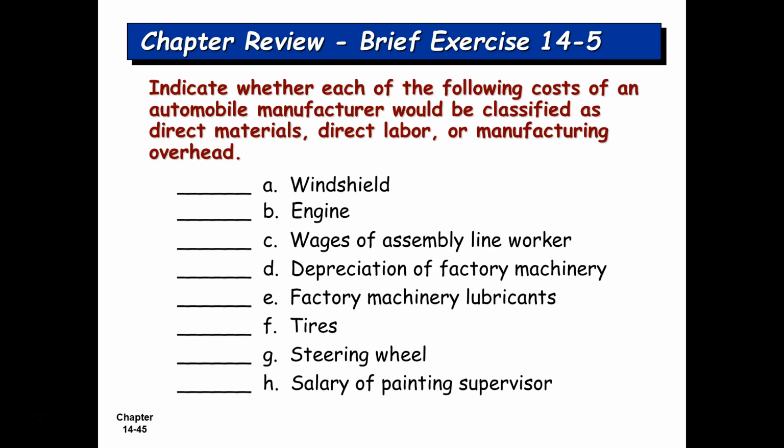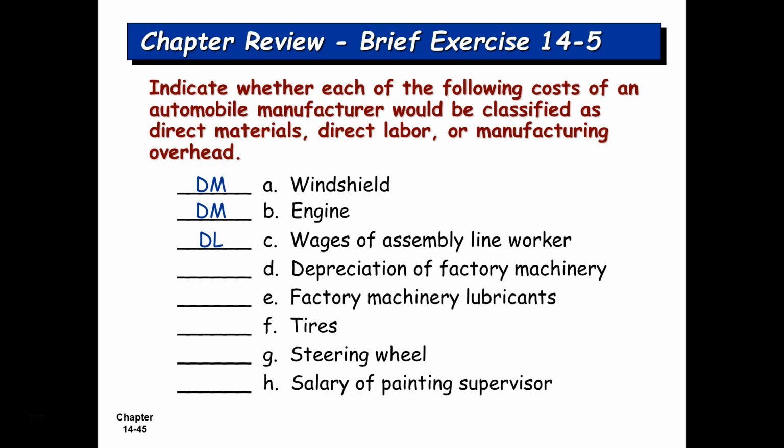And what it wants us to do is indicate whether each of the following costs of an automobile manufacturer would be direct materials, direct labor, or overhead. Now let's take a moment, let's go through that. The windshield, well, if it's an automobile, DM, direct material. An engine, direct material. The wages of an assembly line worker, well, he's on that line, he's doing the work. That's direct labor.